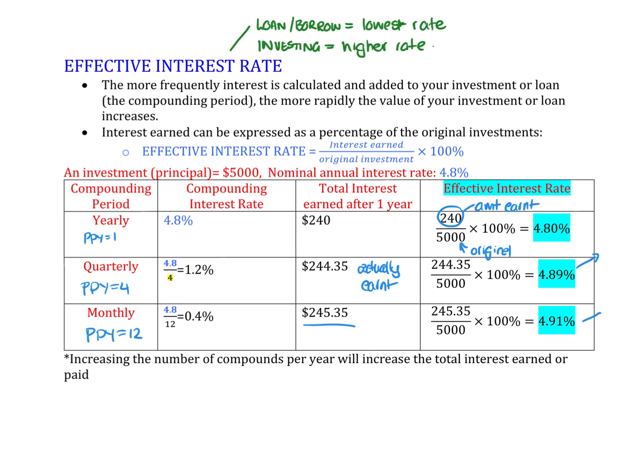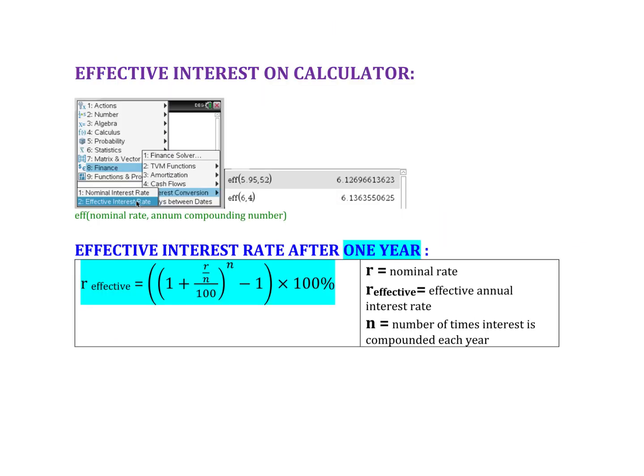Sometimes, if you watch ads on TV, you might see them say, we're going to calculate your interest daily. And that's why, because that's the best way to get the best amount if you've got an investment. All right, so effective interest rate.